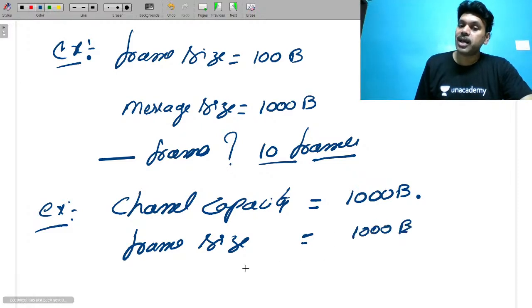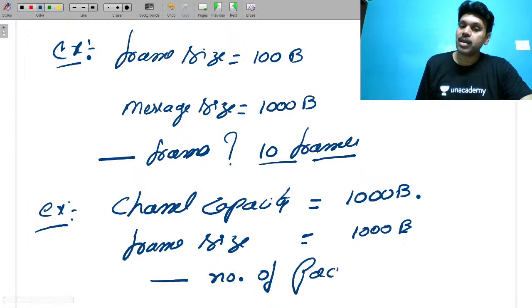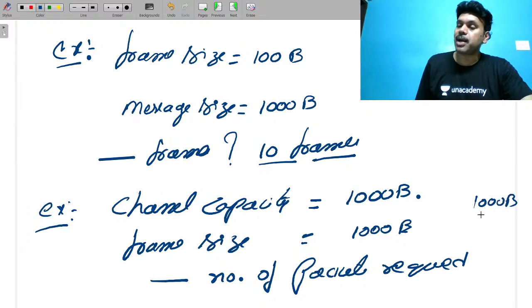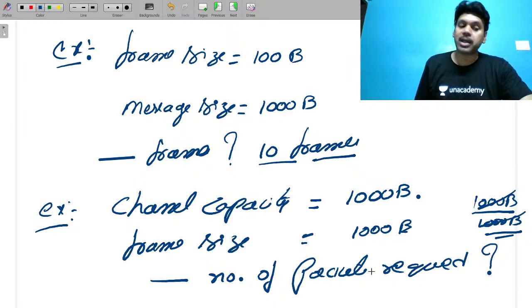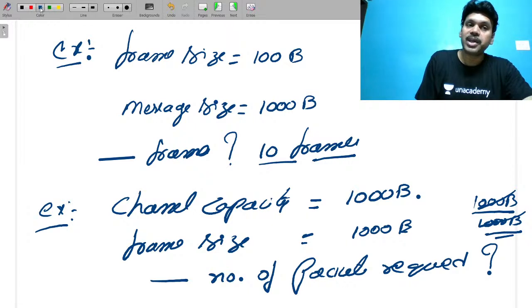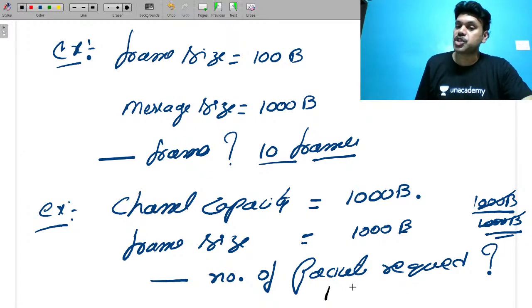Now tell me, how many packets are required? Your answer is 1000 bytes divided by 1000 bytes, because your capacity is 1000 and your frame size is also 1000. That's it. I can transmit only one packet or one frame. So here I don't send multiple frames because a single shot is sufficient, one frame or one packet.